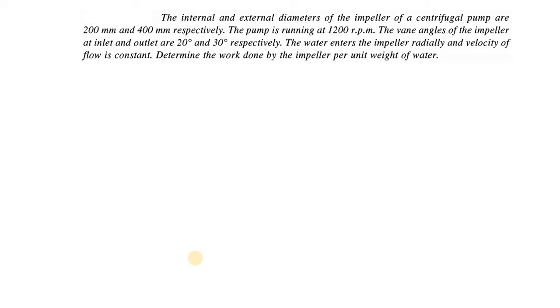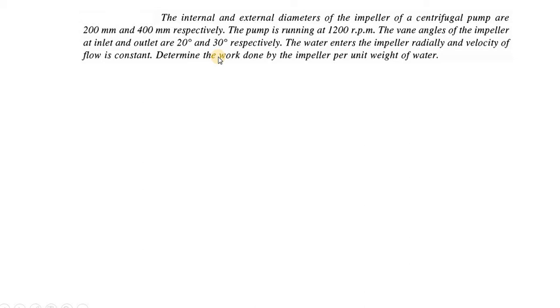There are a few data given along with the problem statement, such as diameters d1 and d2. Obviously, when it comes to a centrifugal pump, d1 would always be smaller than d2. So d1 is 200 mm or 0.2 meters, and d2 is 400 mm or 0.4 meters. The pump is running at 1200 rpm, so n is 1200 rpm, and there are vane angles given, vane angle at inlet and vane angle at outlet.